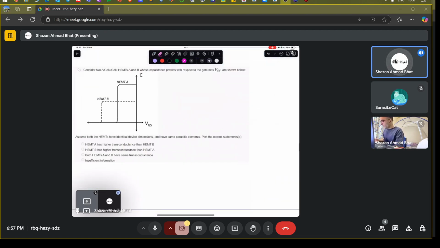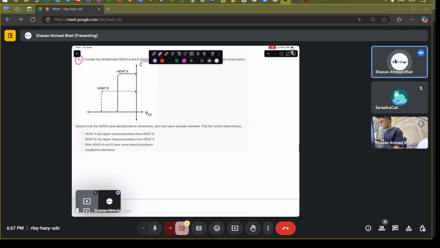Now we move to question 9. We have to consider two AlGaN HEMTs whose capacitance profiles are given with respect to the gate bias. So we are given two capacitance profiles. I can see that the capacitance of A is greater than that of B. This is the gate-to-source capacitance. Assume that both have identical device dimensions and the same parasitic elements. Pick the correct statement.